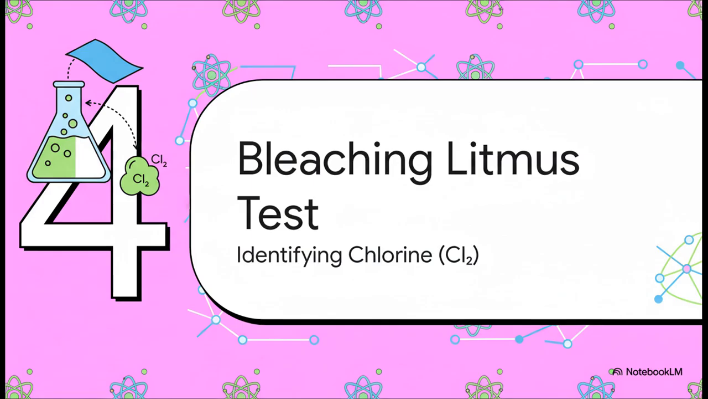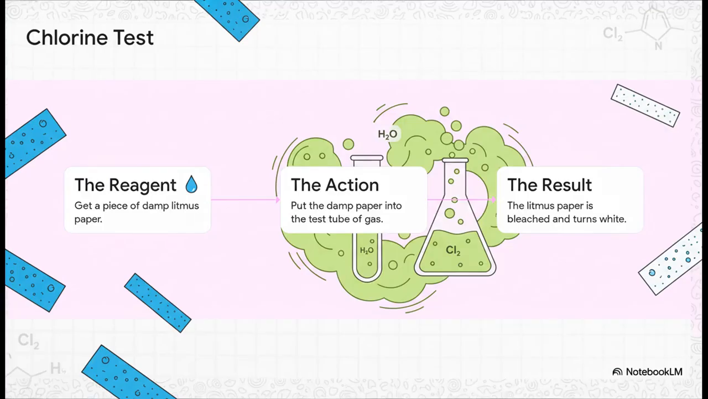And our final test is for chlorine. Chlorine is a halogen, and it's got a really distinctive property that makes it quite easy to spot with the right tool. Now listen up, because this word is so important for getting the marks. The litmus paper has to be damp, not soaking wet, just damp. Why? Well, the chlorine gas needs that little bit of water to dissolve in so it can work its magic.